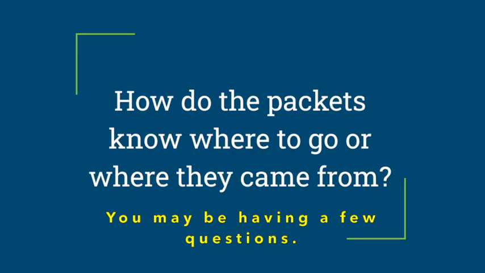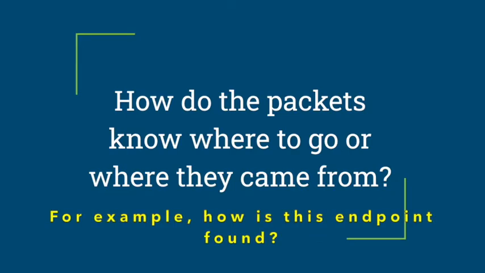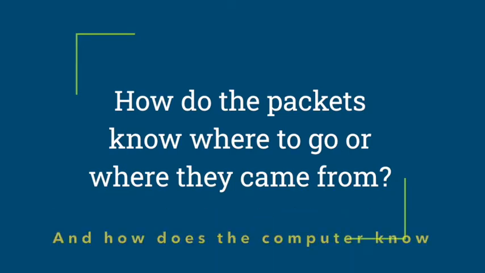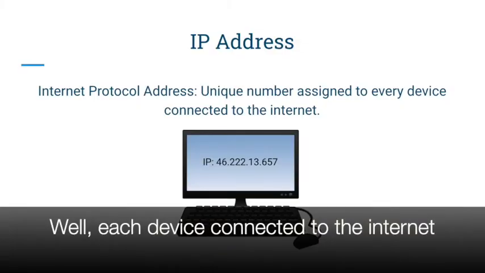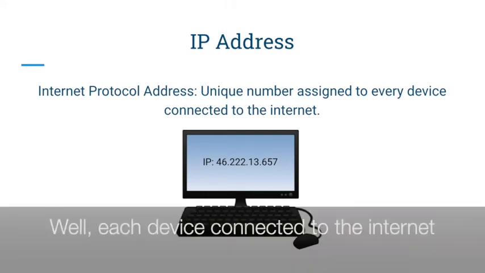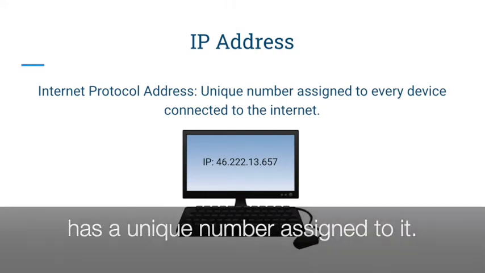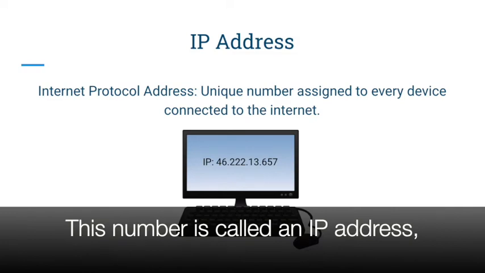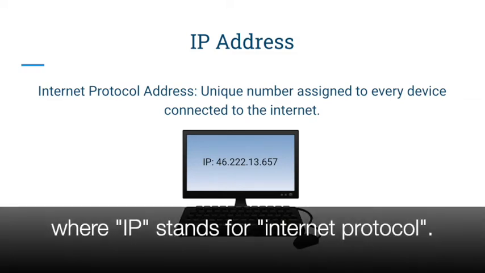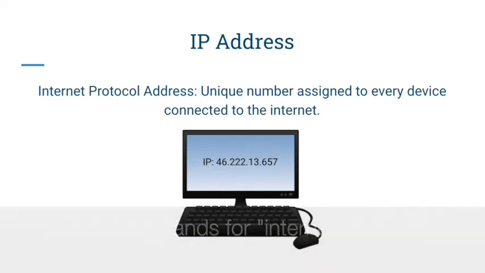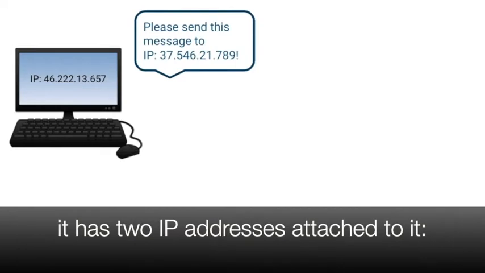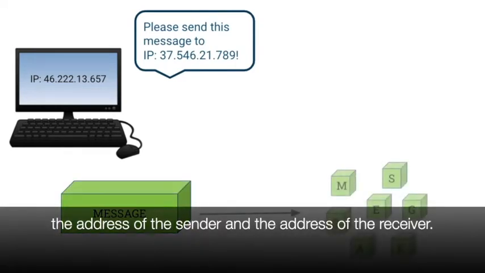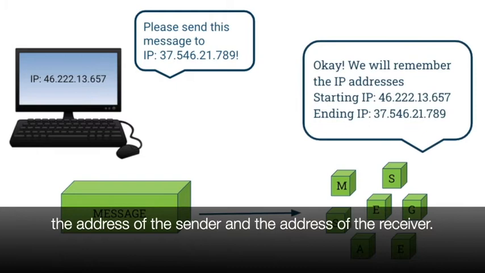You may be having a few questions. For example, how is this endpoint found? And how does the computer know where the packets came from? Well, each device connected to the internet has a unique number assigned to it. This number is called an IP address, where IP stands for Internet Protocol. When the router routes a packet, it has two IP addresses attached to it: the address of the sender and the address of the receiver.